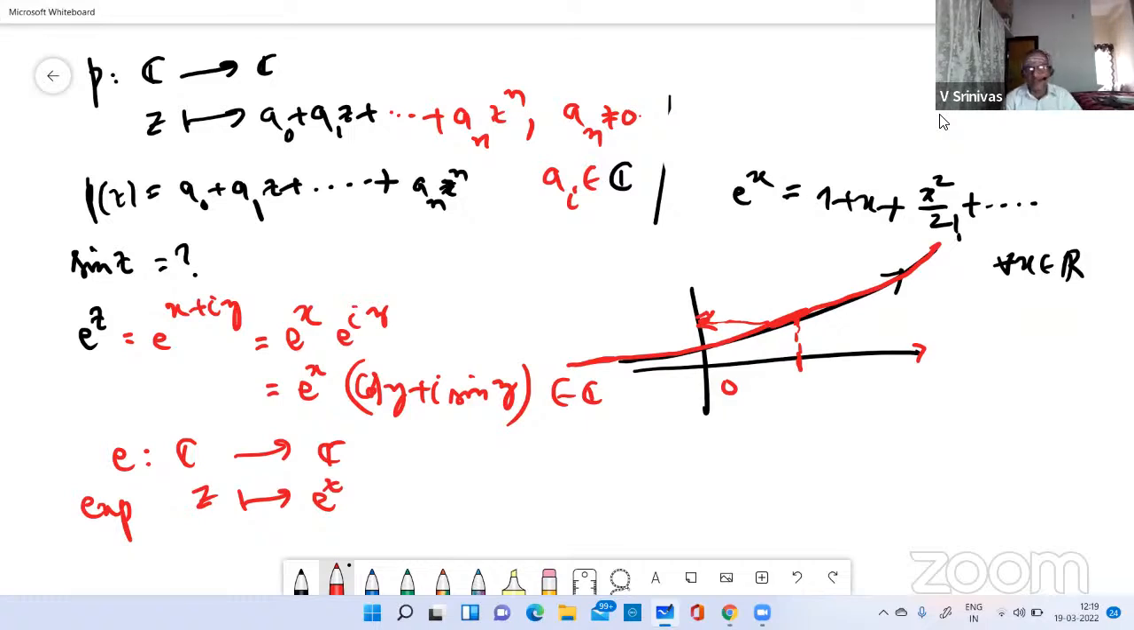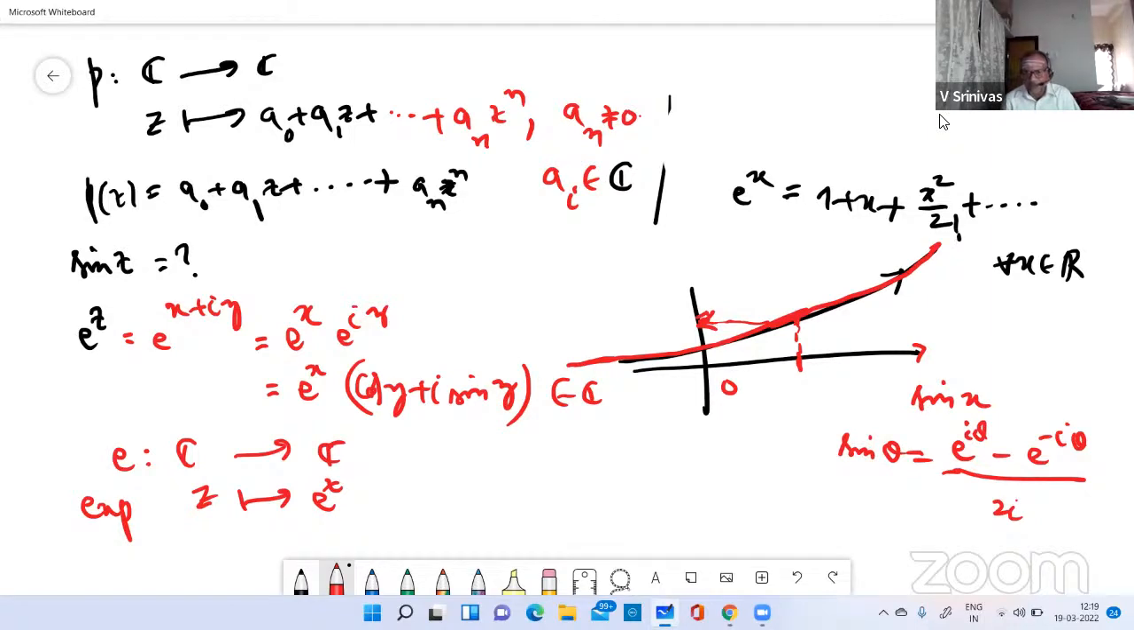Once you have the exponential function, you can define the sine z function. How can you define sine x out of e power x? You can define sine out of e power ix. Sine theta is e power i theta minus e power minus i theta by 2i. e power i theta is cos theta plus i sin theta. e power minus i theta is cos theta minus i sin theta.